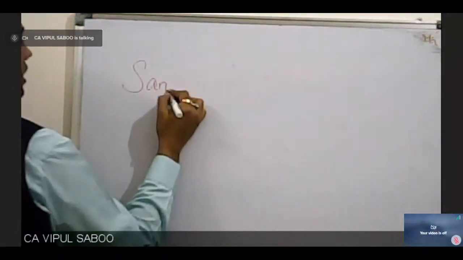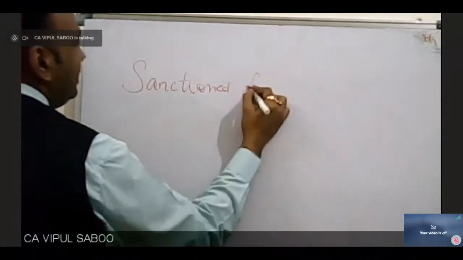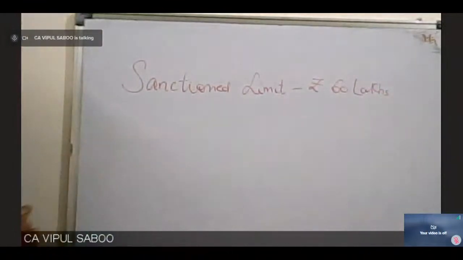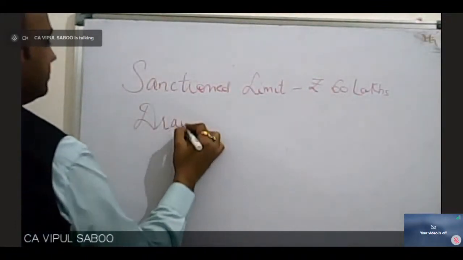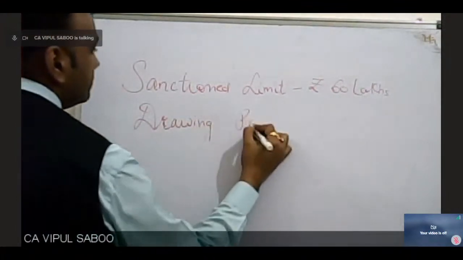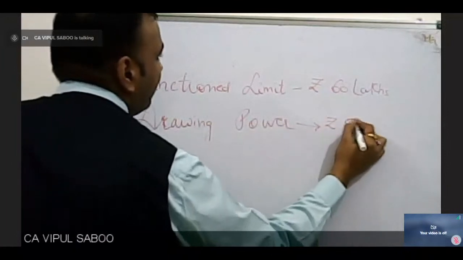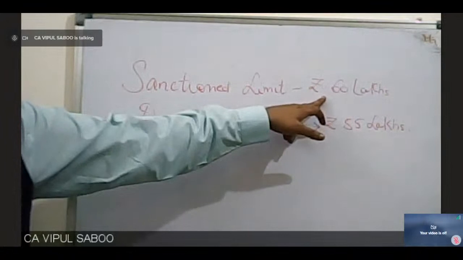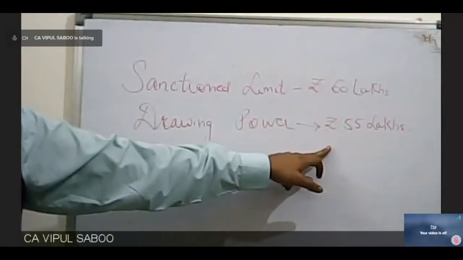Okay. Suppose the bank has sanctioned you a CC limit of rupees 60 lakhs. Sanctioned limit is rupees 60 lakhs. Okay? And on the basis of the availability of stock with you, your drawing power is rupees 55 lakhs. So you have been sanctioned the limit of 60 lakhs and your drawing power is 55 lakhs.